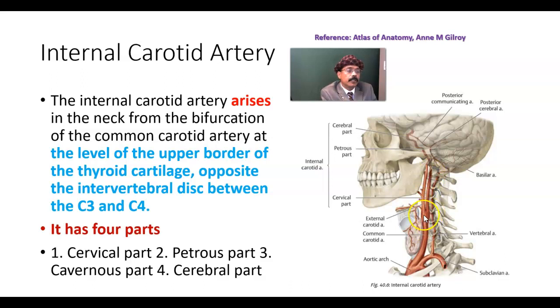The common carotid artery bifurcates at the level of the upper border of the thyroid cartilage and the intervertebral disc between cervical vertebra 3 and cervical vertebra 4.